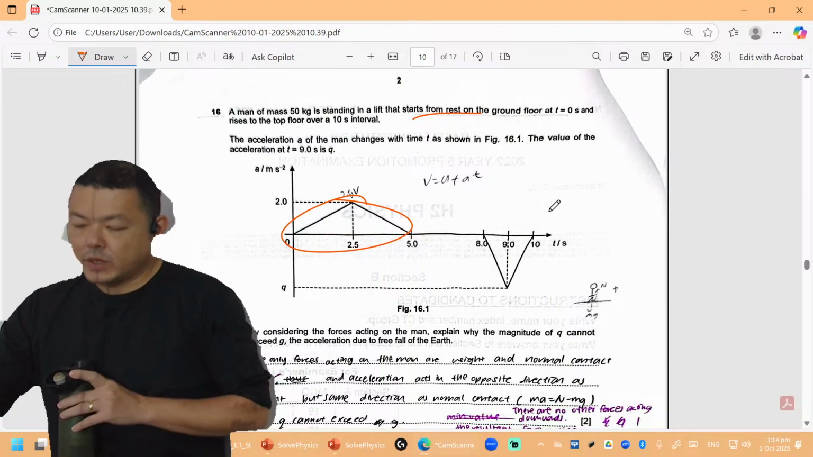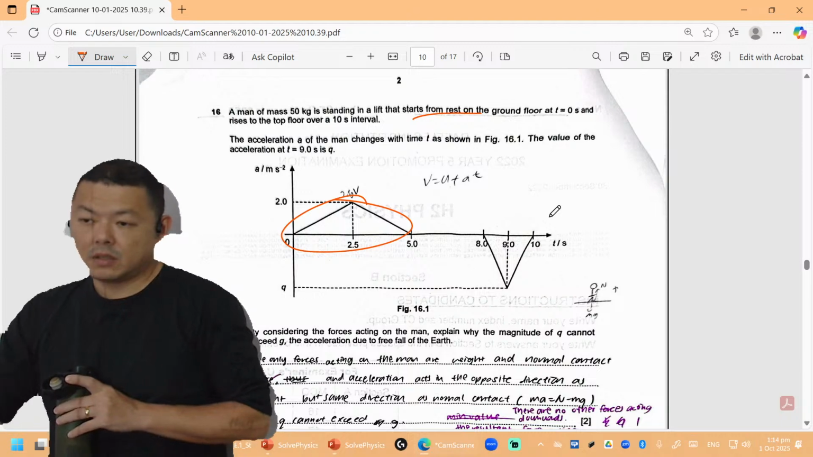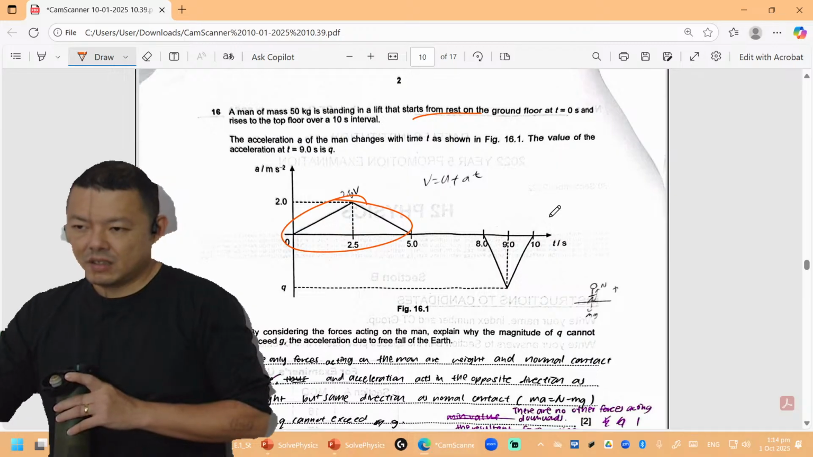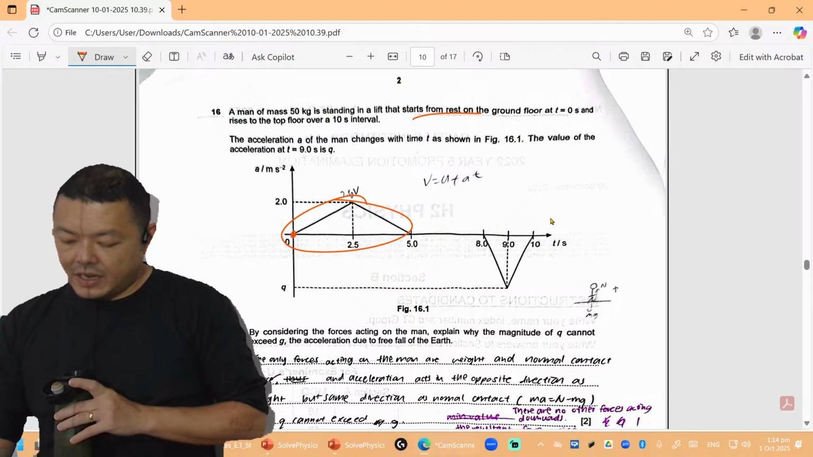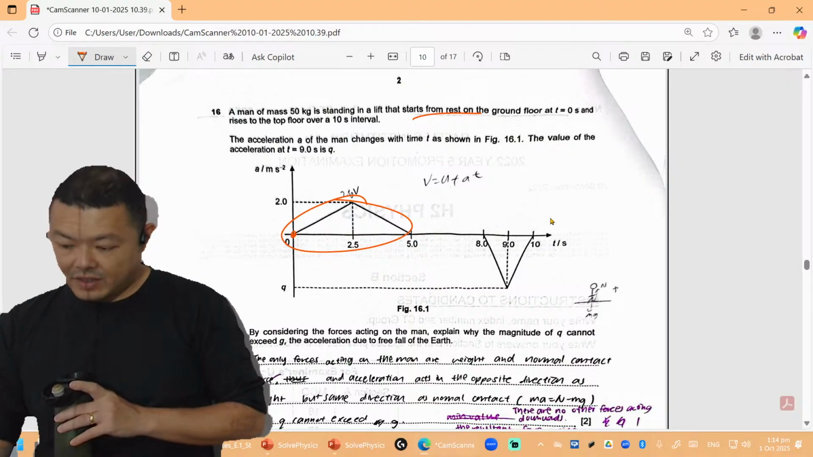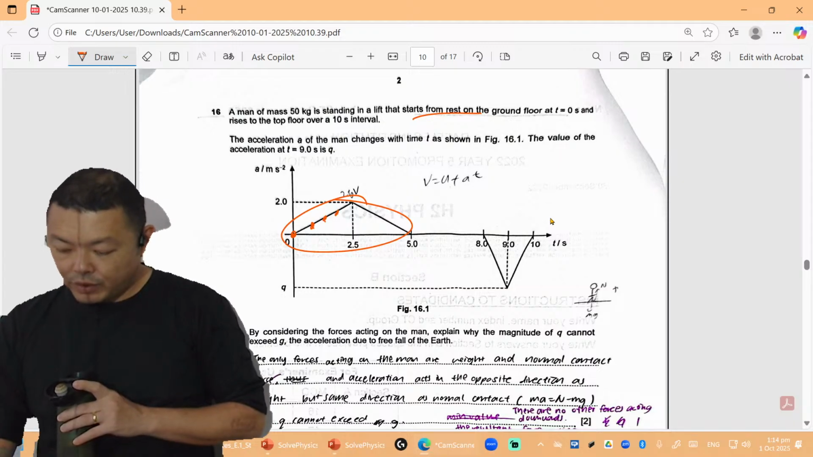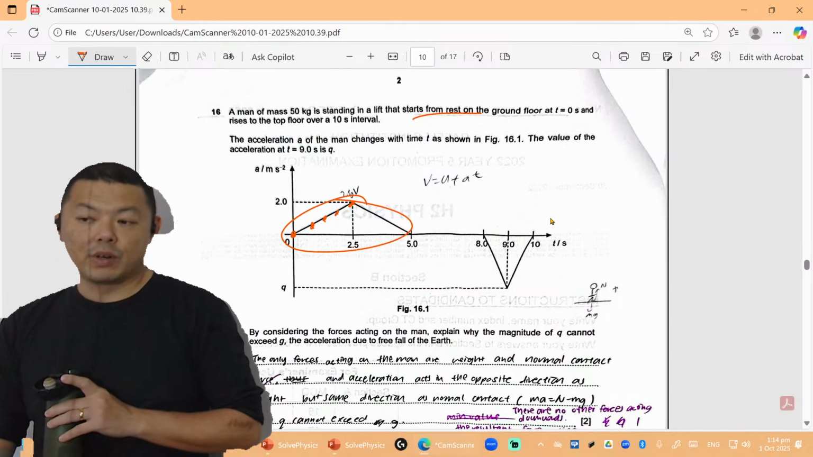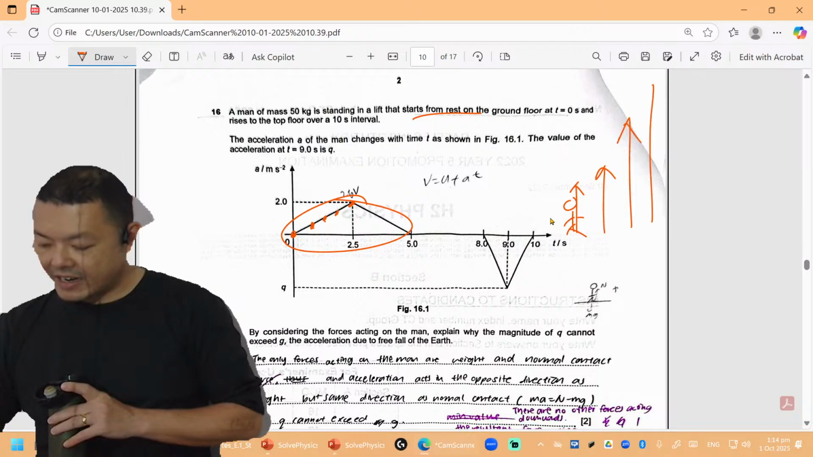You know what's the worst thing? The worst thing is that the normal contact force is not constant. The normal contact force is equal to the weight at first. Then this is more than the weight, this is even more than the weight, and this is like the maximum normal contact force acting on the man. So the normal contact force is like this, then like that, then like that, then like this.